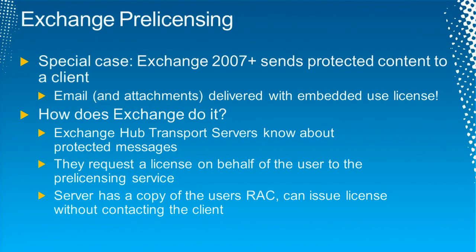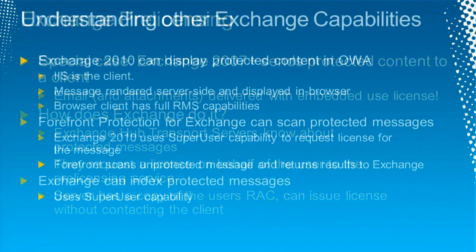That's one of the user optimizations, and we're seeing many more applications pick up on that kind of flow rather than having the user go back and request it every time. Basically, the Exchange Hub Transport servers know about the protected messages and request the license. So that's one of the big things.